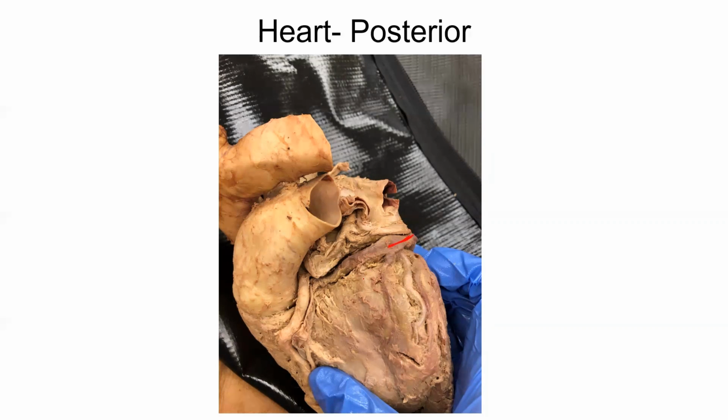This is actually more of a left lateral view. So excuse this labeling, this is wrong. This is more of a left lateral view. We can see the major vessels. So this is the pulmonary trunk branching into pulmonary artery on the left and then pulmonary artery on the right.